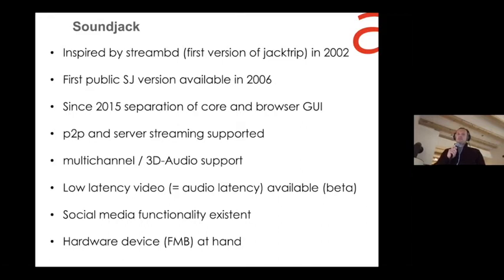And since 2015, there's a separation of the SoundJack core engine and a browser GUI. So it basically can be controlled by any web browser. It offers peer-to-peer and server streaming. It also offers multi-channel up to 32 channels, including 3D audio support. It has low latency video, although it's still in beta, but it works pretty well on at least some machines. It will be debugged very soon. It also has a social media functionality and a specific hardware device, which we call the Fast Music Box.